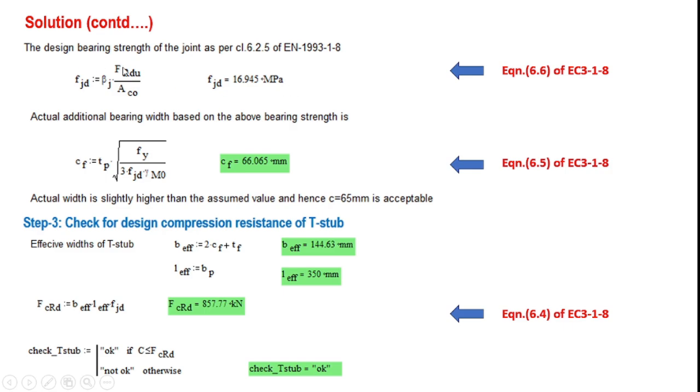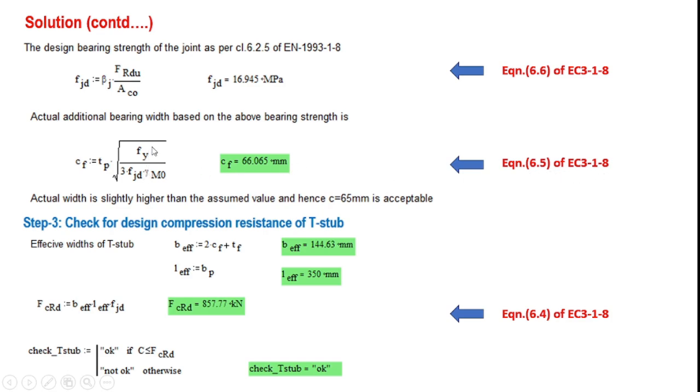Having calculated the design bearing strength, we can readily go for the computation of the additional bearing width, that is the actual bearing width C, based on the above value of FJD. And this is obtained using the formula CF is equal to TP into square root of Fy divided by 3 into FJD into gamma M0. And we obtain CF is equal to 66.065 mm. And this formula we can obtain directly from equation 6.5 of EC3 1-8.